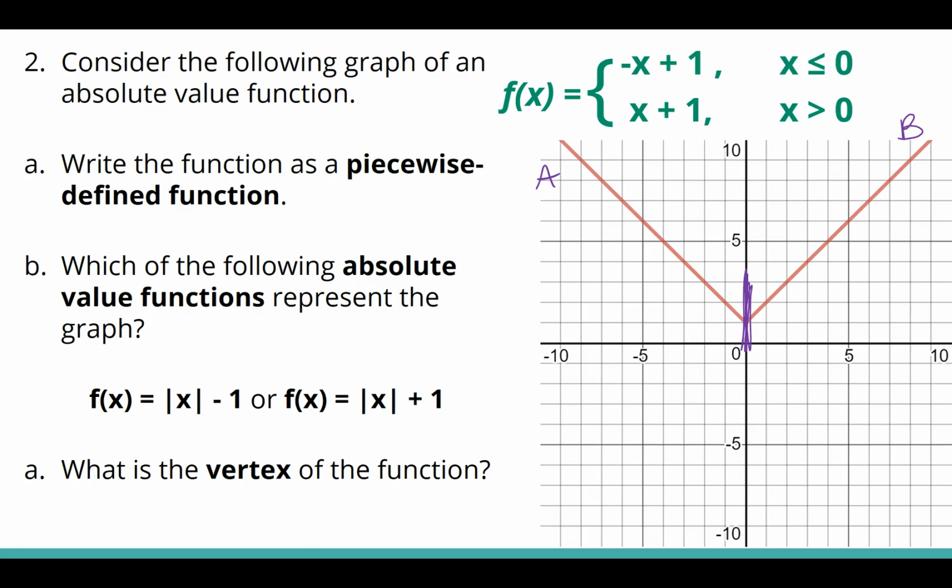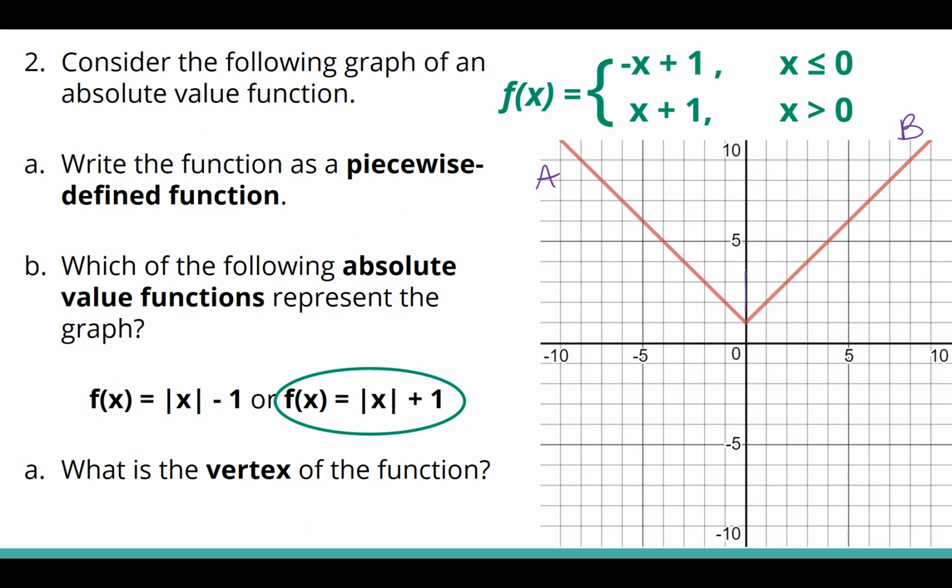Which one of the absolute value functions represents what we see here? The minus 1 on the outside or the plus 1 on the outside? The plus 1 on the outside. Good. Why? Probably because it's right there. X absolute value, and then you just add 1 to it, so it makes it 1 more than X.